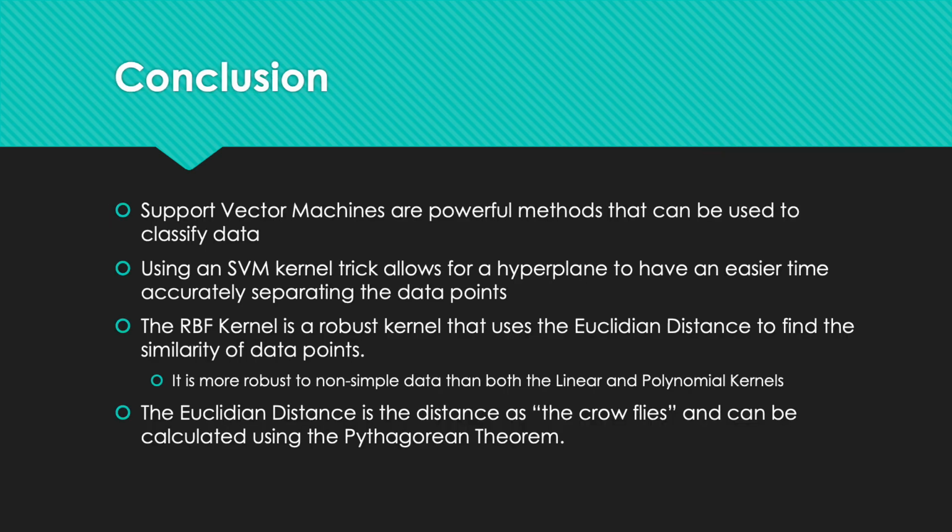In conclusion, we can see that support vector machines are powerful methods that can be used to classify data. Using an SVM kernel trick allows a hyperplane to have an easier time accurately separating the data points. The RBF kernel is a robust kernel that uses the Euclidean distance to find the similarity of data points. It is more robust to non-simple data than both the linear and polynomial kernels. The Euclidean distance is the distance as the crow flies and can be calculated using the Pythagorean theorem.